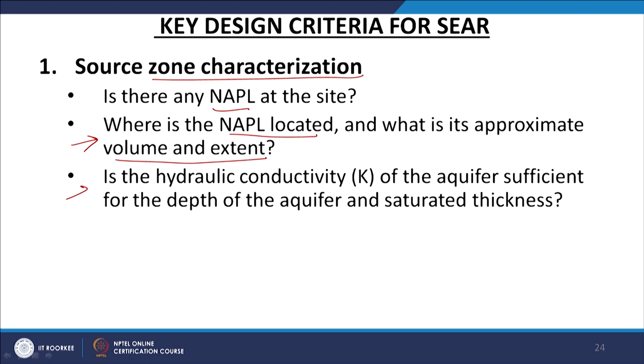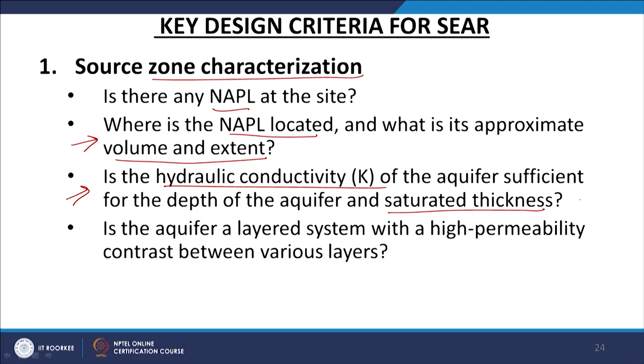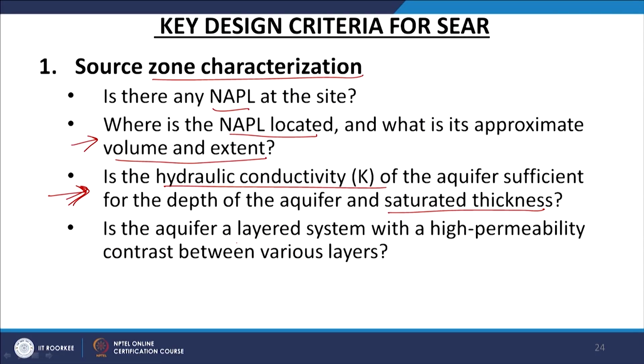And then site characteristics with respect to permeability and hydraulic conductivity, right. The depth of the aquifer and the saturated thickness are something to keep in mind, because in our case, if you remember, some of the DNAPL was above the impermeable layer and also some of it inside the impermeable layer. So obviously it is pretty difficult to get such NAPL out, and we need to get such information. Is the aquifer layered with a high permeability contrast between the various layers?